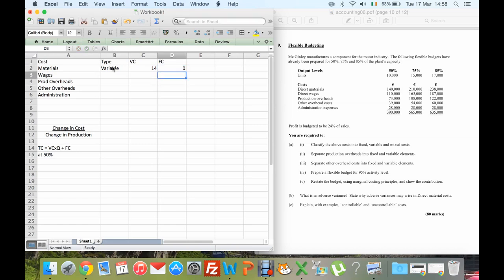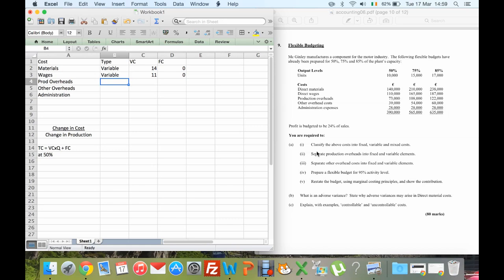Wages, I'm going to assume the wages is the same. We'll do the same thing. Wages goes up by 55,000 euros, okay, as a result of a 5,000 increase in production. So that's 11 per unit. So if we produce 10,000 units, 10,000 multiplied by 11 would be 110,000, which is the total cost. So that means there's no fixed cost again. So it's variable.